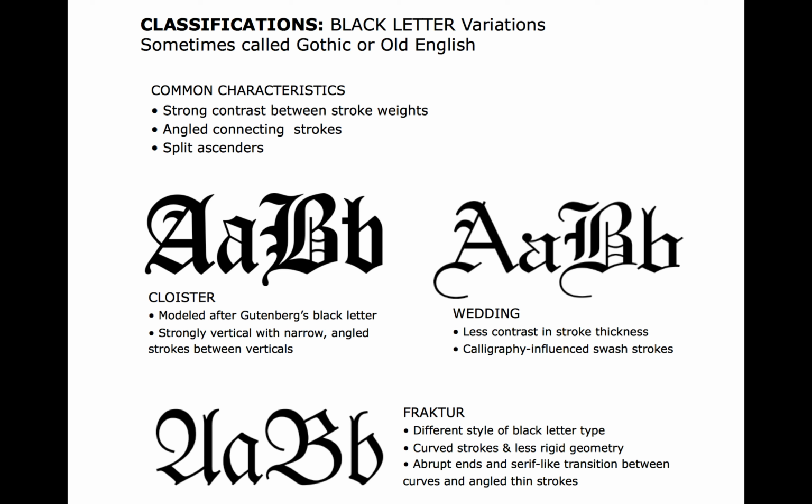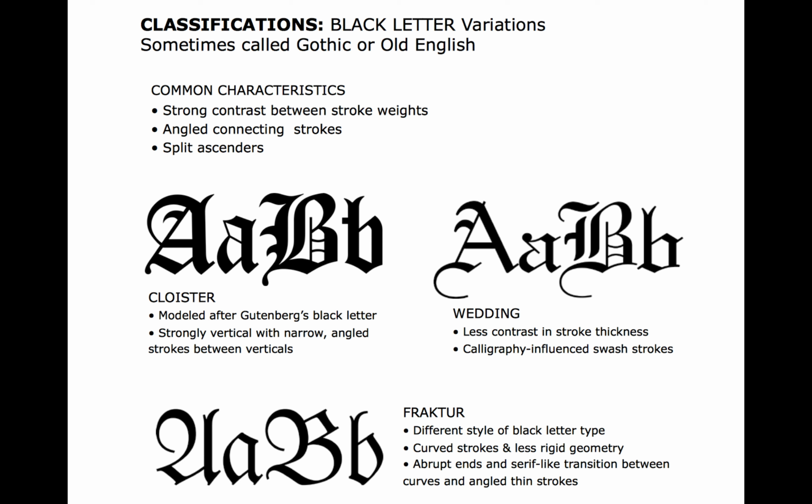All right, so let's talk about some classifications of type. We have some common characteristics. Some of the black letter variations are sometimes called Gothic or Old English. And these different letter forms will help you recognize when you're searching for type for projects and such.